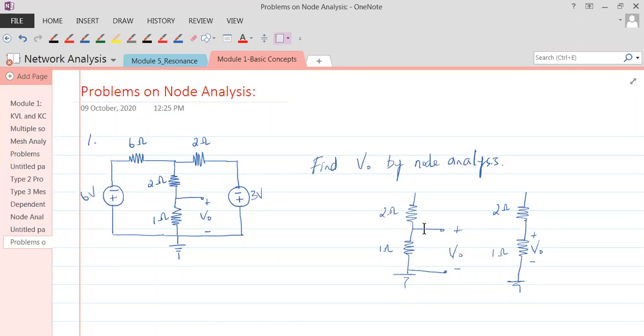This point and this point are the same, and this point and this point are the same. So instead of representing it like this, we can represent it like this. Everybody's okay with that? You should not mistake this for another node. Don't mistake that. So as of now, V naught is just a drop across 1 ohm. Let's not bother about it.